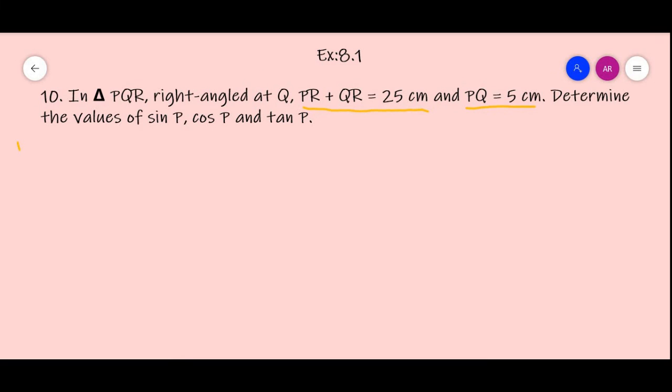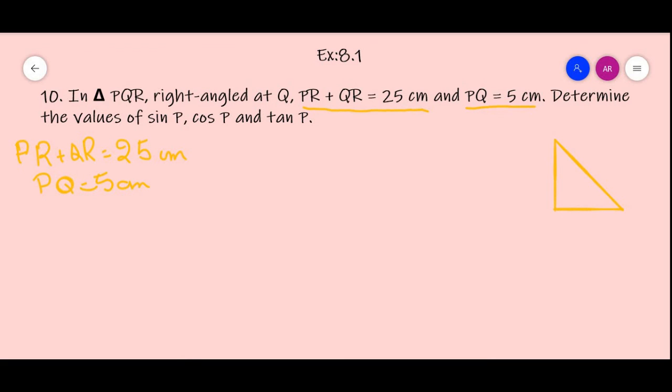We have been given that PR plus PQ is equal to 25 centimeters. It's not PQ, sorry, it's QR. So it is 25 centimeters. And then PQ is equal to 5 centimeters. Alright, so only this we know from the question. And then let us first draw our triangle, and see if we can find out something by looking at the triangle.